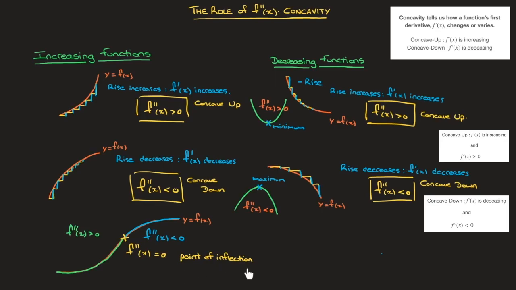And so a point of inflection is a point at which the second derivative equals 0 and is a point at which the concavity of the function changes. In this example, the concavity went from concave up to concave down. And we'll be learning more about points of inflection later on in the course. Nonetheless, it is already important to know what a point of inflection is. And there we have it.